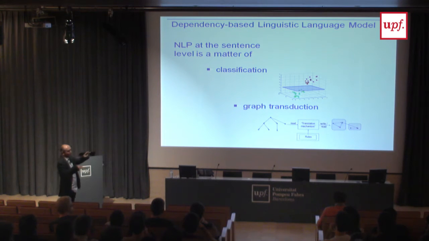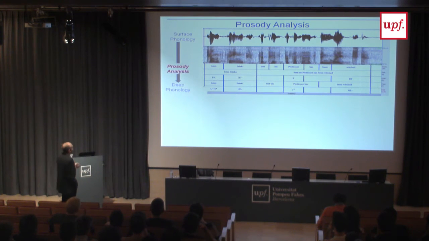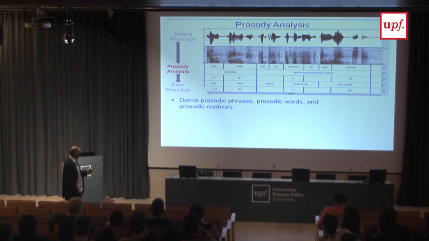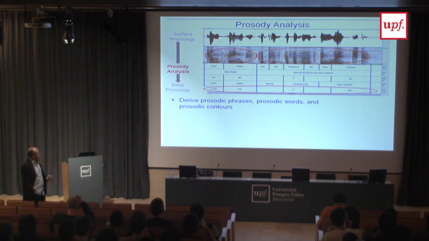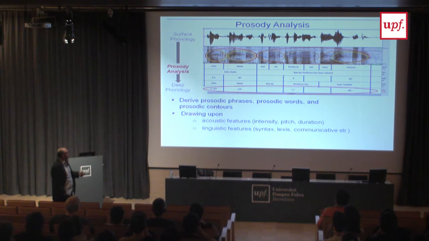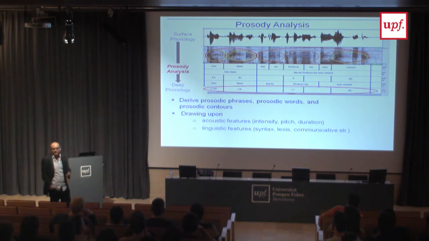Okay, so let me now very briefly go through the different research topics at the sentence level and explain how we're doing it, more or less. So prosody analysis. The goal of prosody analysis is to derive from the acoustic signal what we call prosodic phrases, prosodic words, and prosodic contours, as we see here. I will not go into details on what the individual symbols mean, I think it's not important. But what is important and novel in our research is that, in order to derive the prosodic contour, how we speak, how expressive our speech is, we draw upon acoustic features, that is intensity, pitch, and duration, and at the same time, linguistic features.